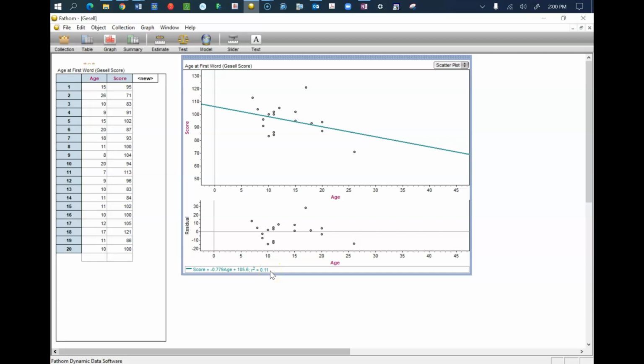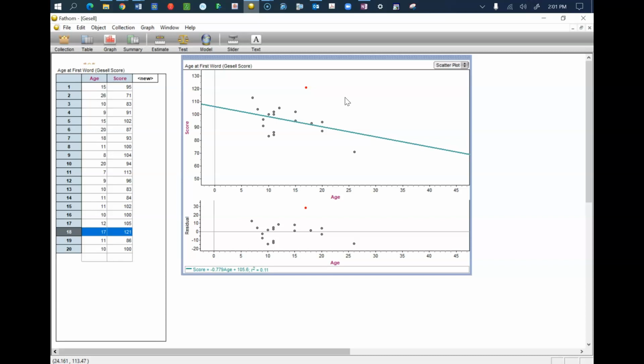It dropped much more than when we removed student or child number 19. So the conclusion that we make from this is that child 18 was not only an outlier, but they were an influential point. And child 19, the one up at the top there, was an outlier in the vertical direction, Gesell score, but not an influential point.